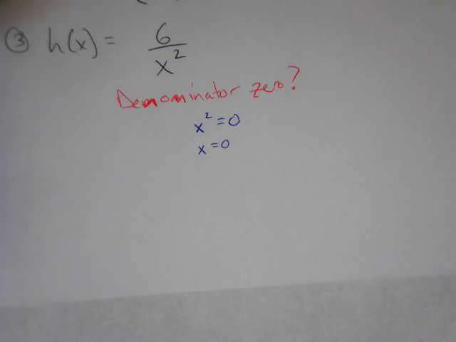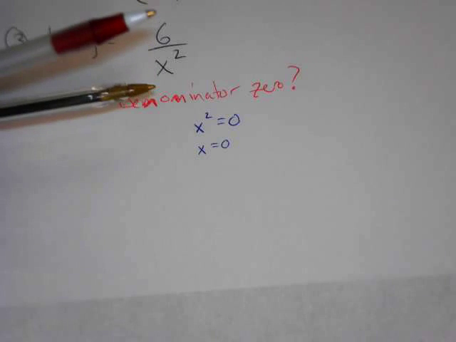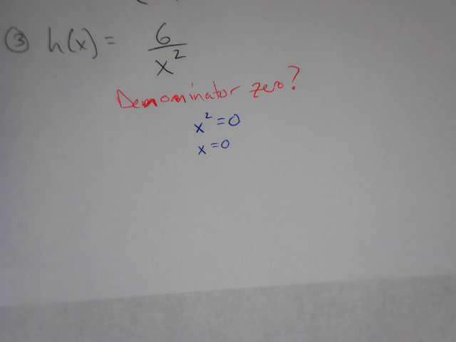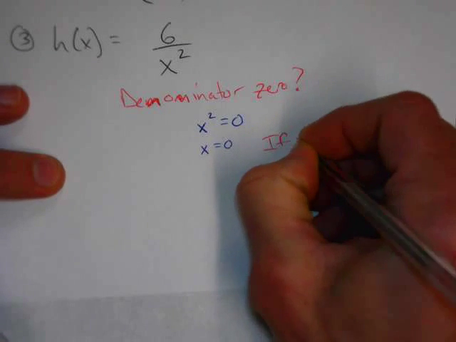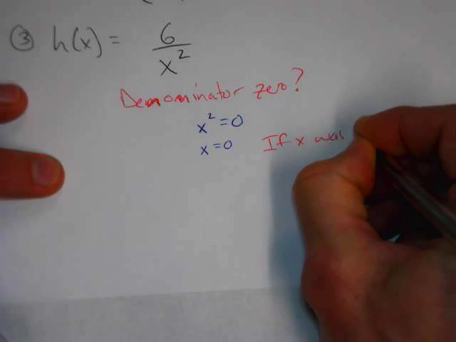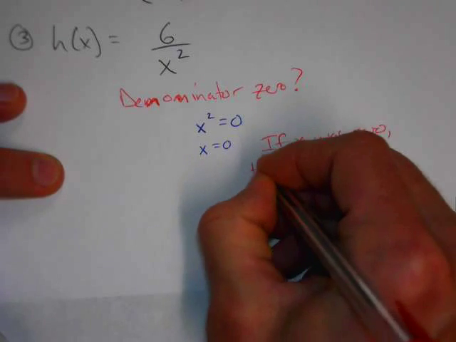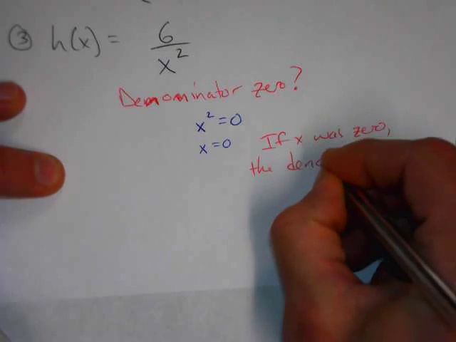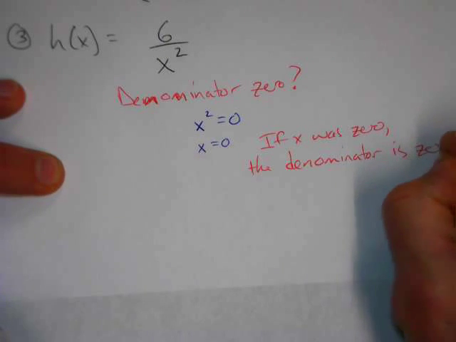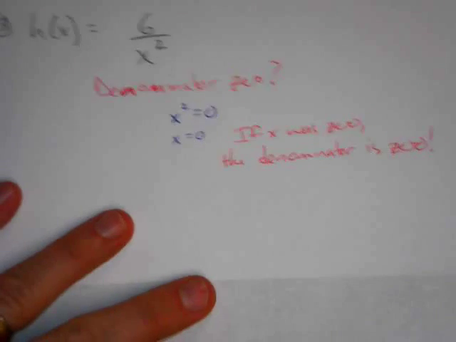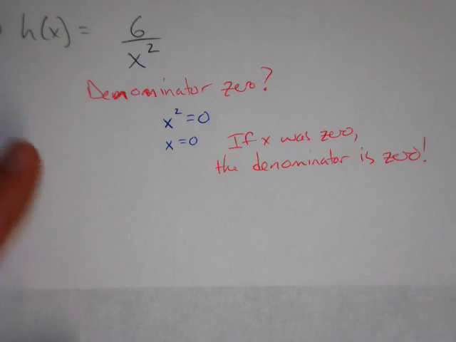So is there any chance for the denominator to be 0? The answer is yes. If x was 0, the denominator would be 0, and that is our domain restriction. If x is 0, the denominator is 0, we have now found our restriction.